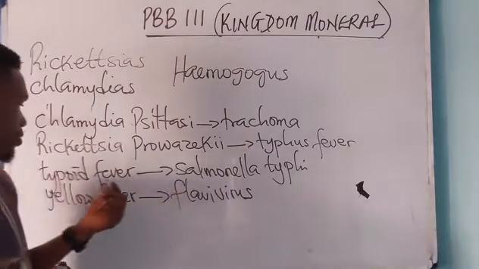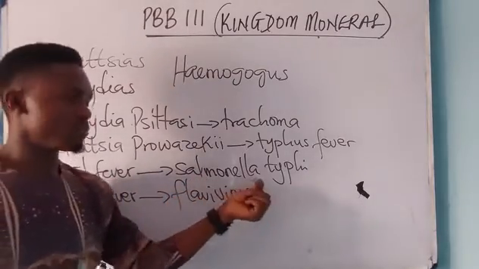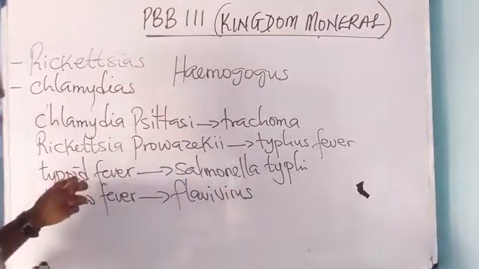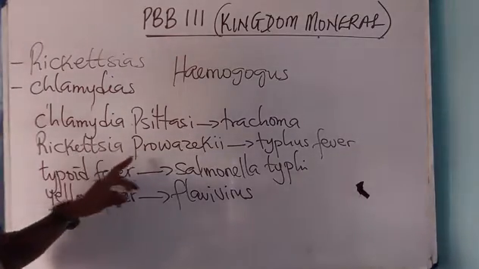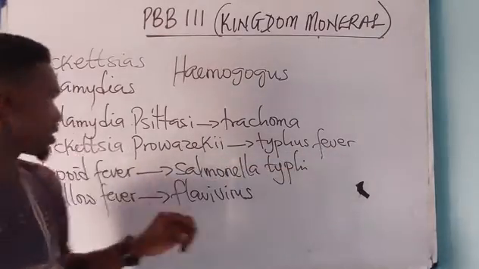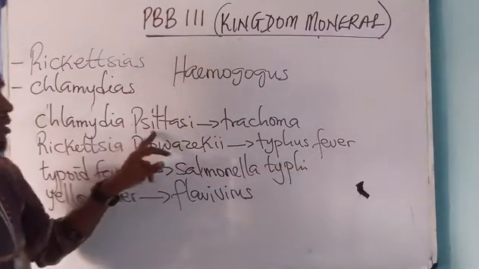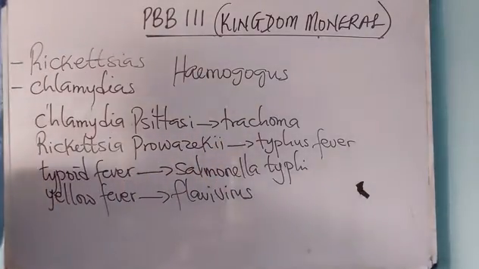Salmonella typhi causes what? Typhoid fever, and it is what? Water and food borne. This typhoid fever is a water and food borne disease. The Rickettsia prowazekii causes what? Typhus fever. Then chlamydia psittaci causes what? Trachoma. Please take note of that.